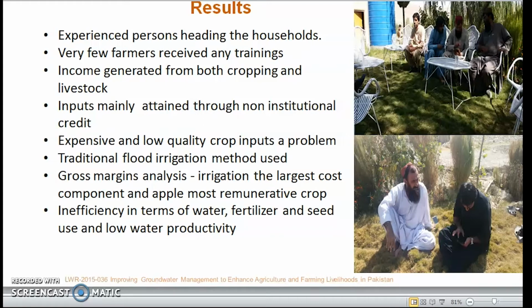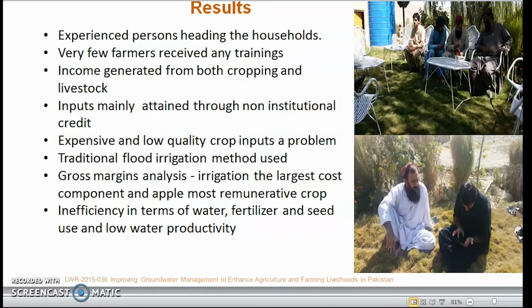Inputs were mainly obtained through non-institutional credit. That was the main source of capital, and it was conditional as well. Expensive and low quality crop inputs were a problem reported by the farmers. The traditional flood irrigation method is mainly used. Gross margin analysis shows that irrigation was the largest cost component and apple was the most remunerative crop.